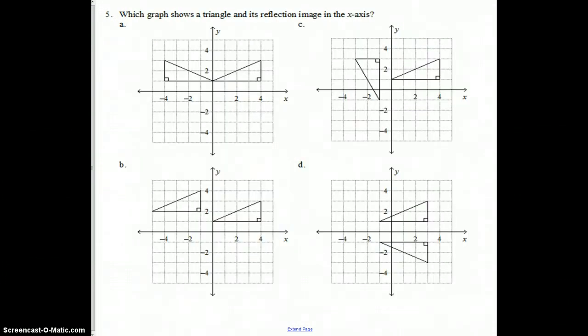Okay, on number 5, which graph shows a triangle and its reflection over the x-axis? So first of all, I'm just going to highlight the x-axis so we know where we're keeping our eyes focused. If I do that, the only one that has two things on the opposite side of the x-axis is D. And remember, we want to make sure that we have mirror image points. And these two look like mirror images of each other. So your answer would be D. Pretty straightforward.